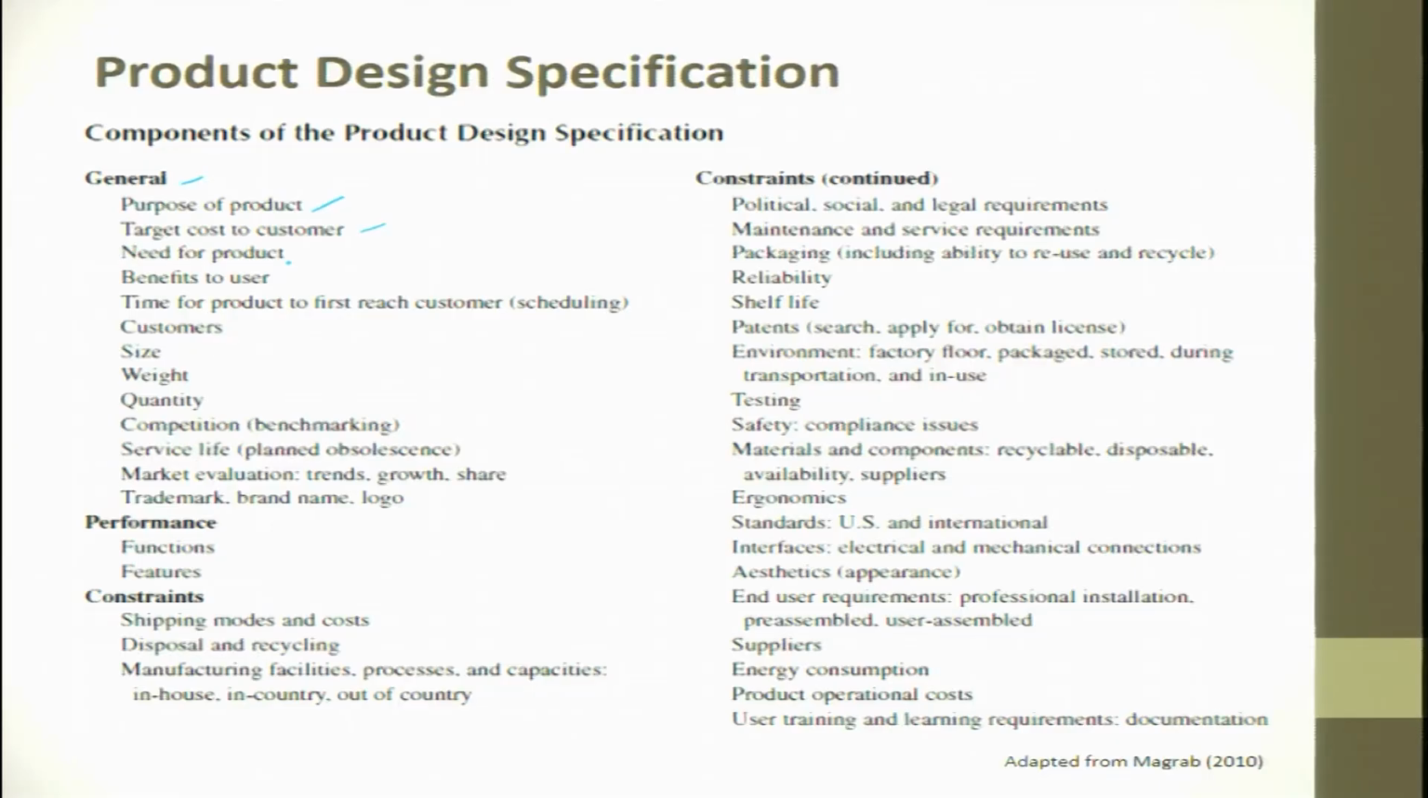Then they tried to have the matrix ready with them, and then finally they decided if there is a component A in the car, this will be the maximum price they can give. Okay. So, I have said purpose and need. Purpose and need are different. So, need, benefit for the user, then time for product to first reach customer, that is also very important.